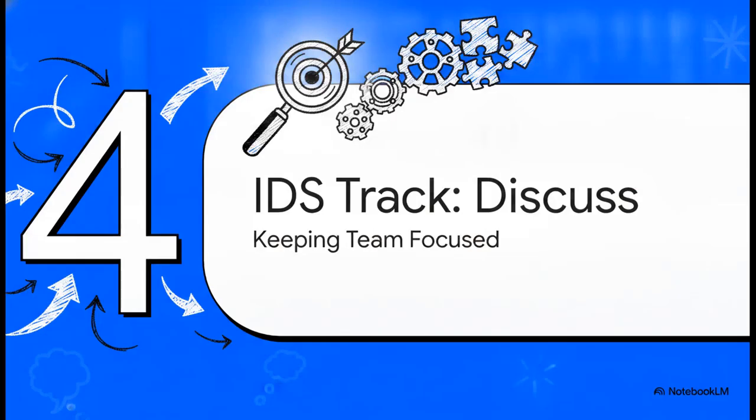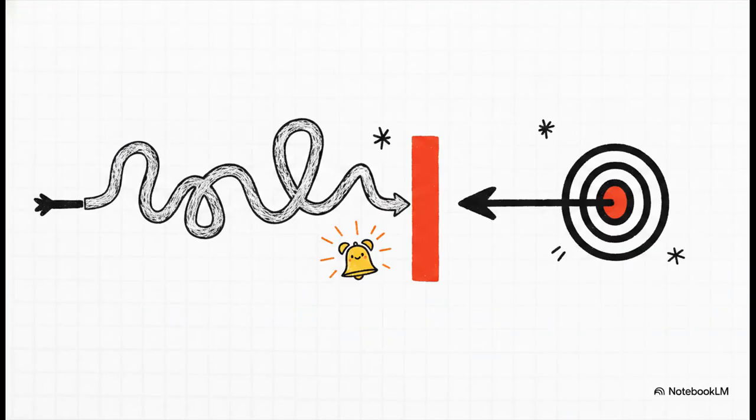Section 4. The IDS track. Discuss, keeping the team focused. Only after the real issue is clearly identified do you move to the discuss step. This is where all the relevant data, the available options, and team concerns are openly debated. But here's the trap. Human beings love to discuss things ad nauseum. Sometimes it's just to hear themselves talk or subconsciously to avoid making a hard choice.